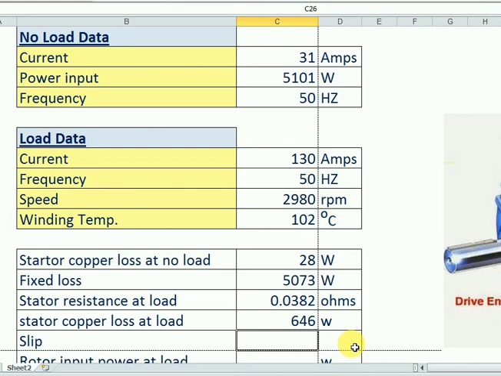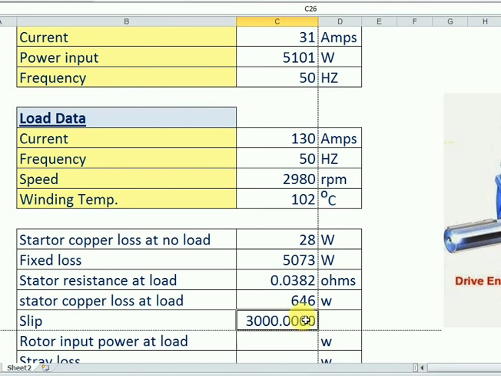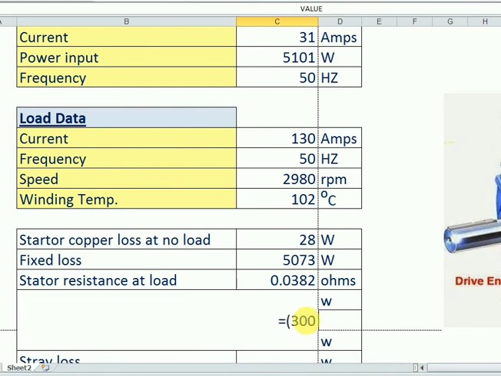And what is my slip? Slip is the speed deviation between the synchronous speed and the load speed. How do we calculate the synchronous speed? 120 f by p, with 2 poles, so 3000 rpm is the synchronous speed. Then 3000 minus the speed at load, divided by the synchronous speed, is the slip: 0.0067.